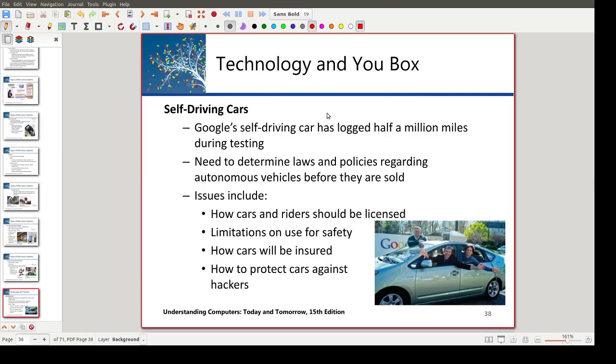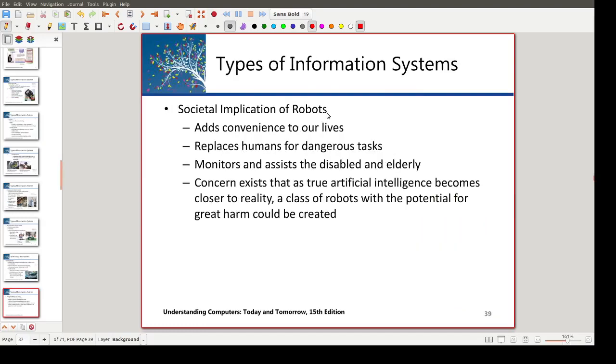Self-driving cars. Google self-driving car has logged half a million miles during testing. We need to determine laws and policies regarding autonomous vehicles before they are sold. This is the most important problem in the artificial intelligence system in the self-driving car. Who is going to bear liability? Is it the company who made the car, or the owner of the car who allowed the car to take this decision? How should cars and riders be licensed, what limitations on use for safety, how can cars be insured, and how to protect cars against hackers, because all of this is operated using computers, and the computer can be hacked.